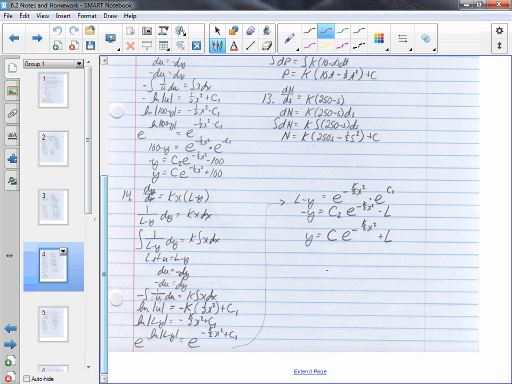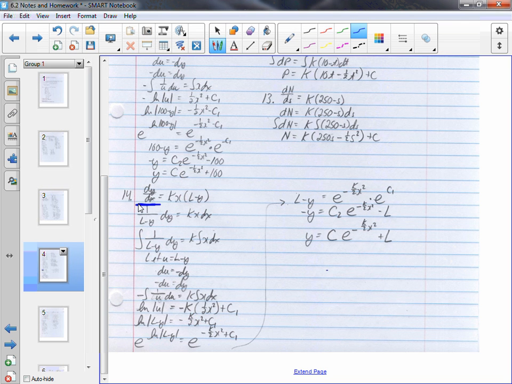So it says write and solve the differential equation that models the verbal statement. The rate of change of y with respect to x is dy/dx. Varies jointly as x and L minus y. So that was the one that I didn't remember either. We had to look that up.